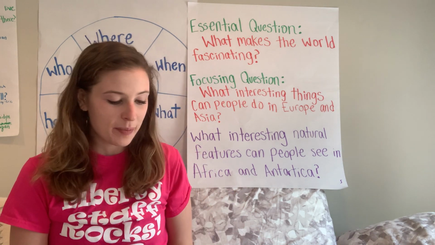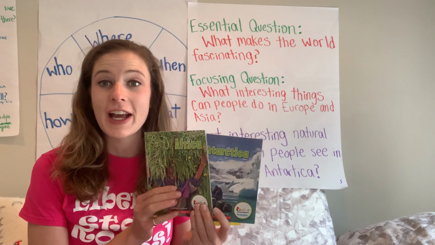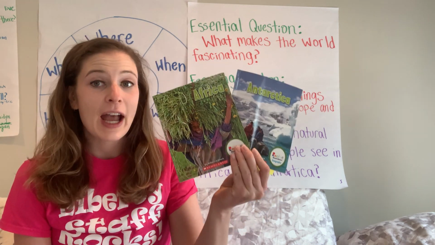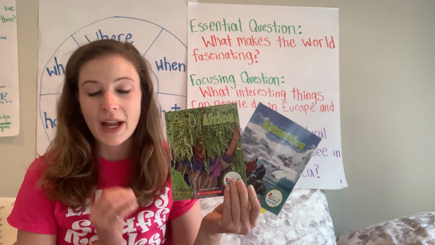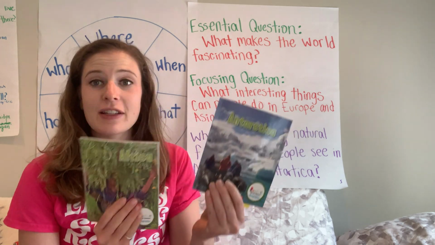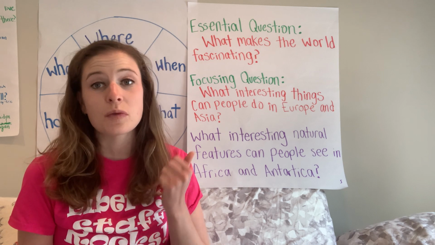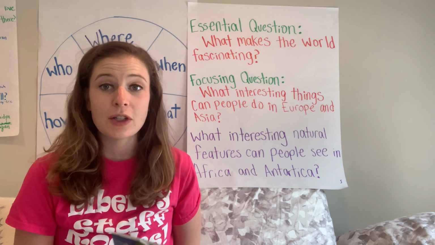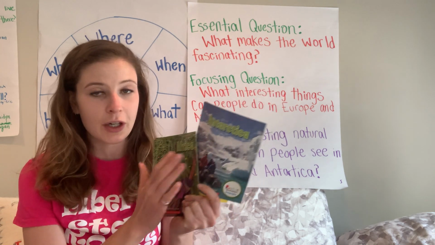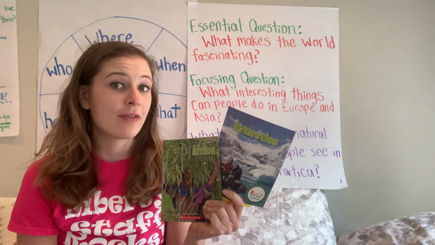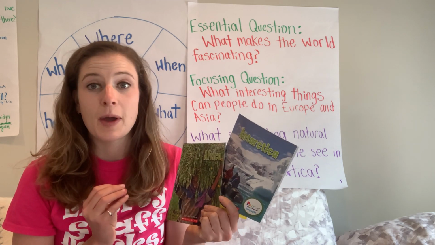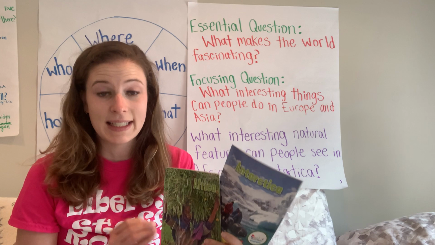We are going to be looking at Africa and Antarctica today, and we're going to be answering the question, what is happening in these two texts? So we went through and we noticed things, we wondered, and now we're going to do our second little look through them, and we're going to be finding some main topics and key details.